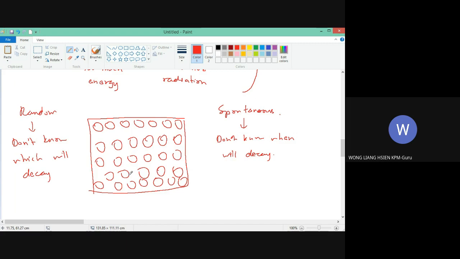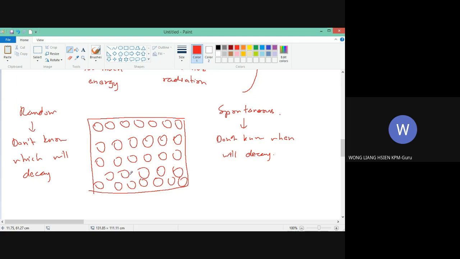Nothing can affect the radioactive decay, the process of radioactive decay. It is totally random and spontaneous. That means if you hit it with a hammer, bang, bang, bang, it will not make more of the unstable nucleus decay. You increase the temperature, you heat it, put it in the fire, it will also not make the process become faster.